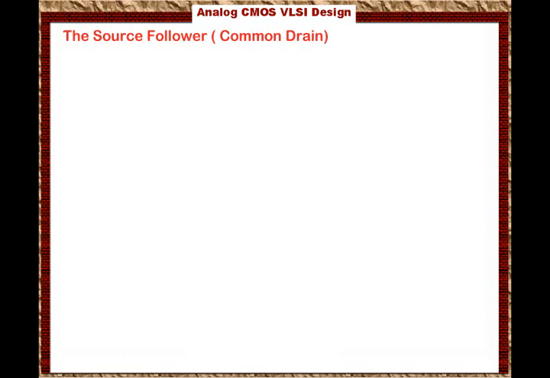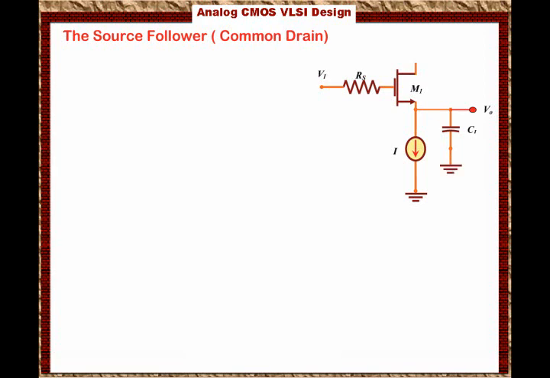We are also interested in the frequency response of the source follower, which is the common drain amplifier. Now recall that the common drain amplifier says that we have VI going through RS, which is the input impedance that is connected into the transistor M1, and the output signal will be measured at the source. So it's a common drain amplifier because the drain is connected to VDD, which is grounded, and then we have the input signal at the gate and the output signal at the source.